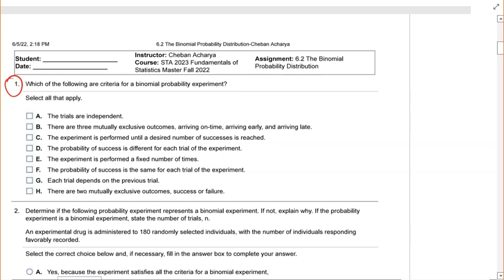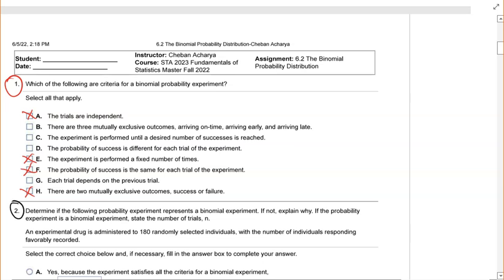The first one is the trials are independent. That's A. The second criterion, you can read all of those and you'll find it. The experiment is performed a fixed number of times. That's another criterion. Another criterion is the probability of success is the same for each trial of the experiment. And the last one is there are two mutually exclusive outcomes: success and failure. Okay, two outcomes, one is success, the other is failure. These are the four criteria for the binomial probability experiment.